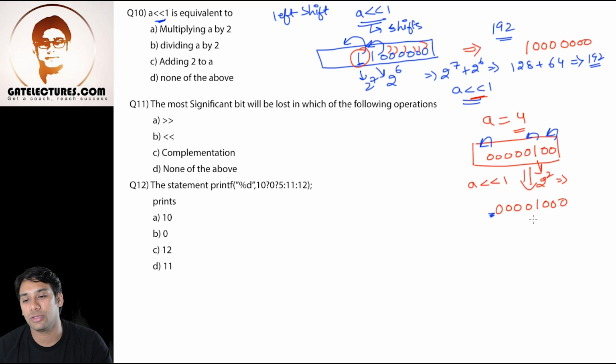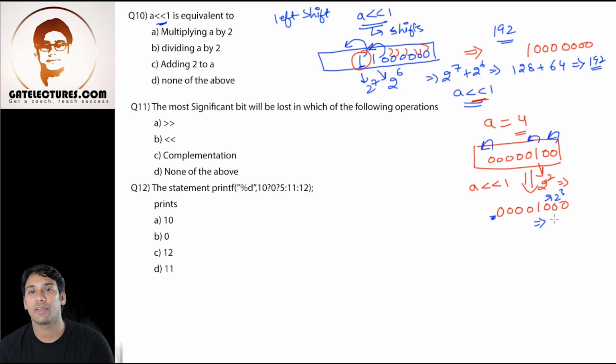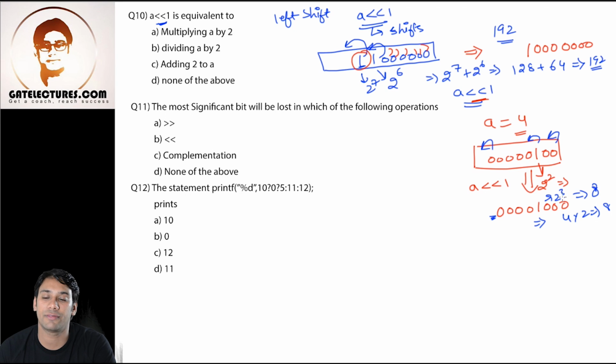Now the value stored in the variable a becomes 2 raised to power 3, which is equivalent to 8. That means I've multiplied the variable a by 2, so 4 into 2 is 8, right? So with the help of this operator we can also multiply by 2. If you take any number and do a left shift, it is essentially equivalent to multiplication by 2, but I am also losing 1 bit.